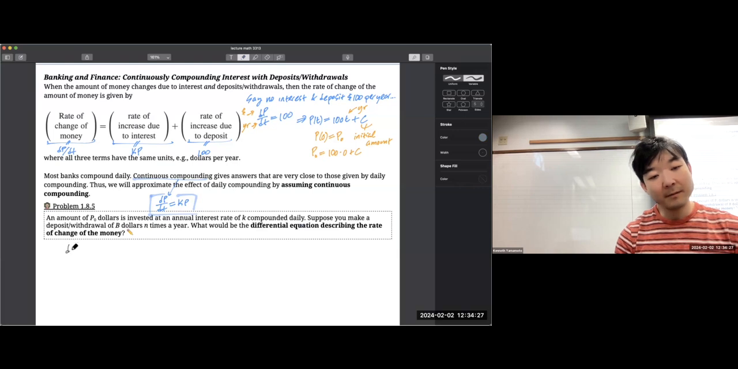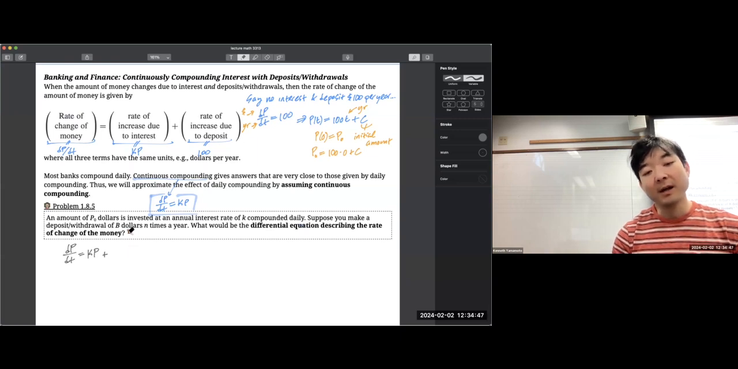It would be dP over dt equals the part due to interest, which is going to be kP, where k is the proportionality constant and P is the current amount of dollars, plus, instead of 100, I'm going to make a deposit or withdrawal of B dollars N times a year. So it'll be N times B.